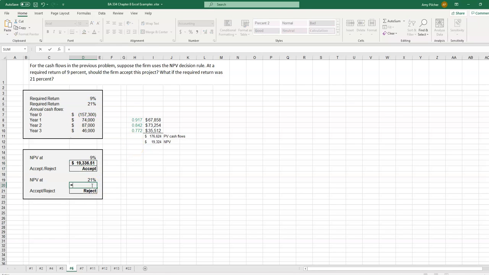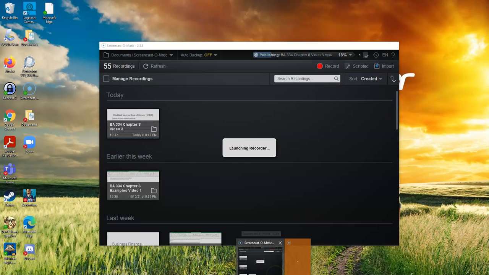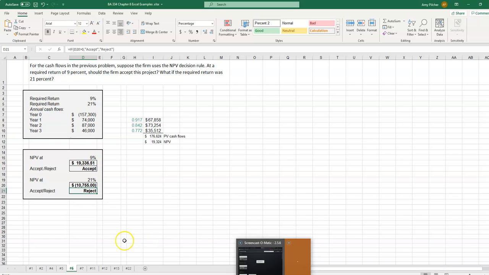So we'll do that at 21%, the net present value at 21%, select our cash flows, and add the project. So we can see at 21%, the required rate of return gives us a negative present value.